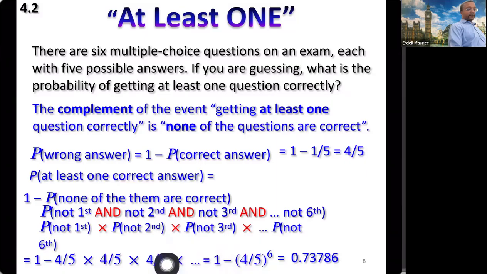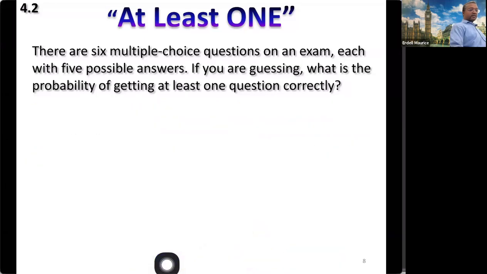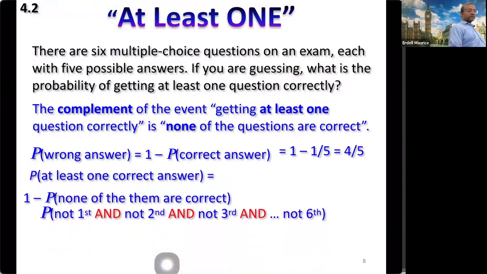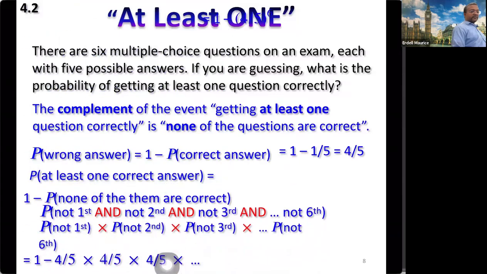So the question is, do you understand why it is 4 out of 5 raised to the 6th power? Do you understand why 4 out of 5 raised to the 6th power is the probability that you got every question wrong? How many questions are there? 6 of them. What's the probability of getting a question wrong? 4 out of 5, yes? So there are 6 of them, so it's 4 out of 5 to the 6th power.